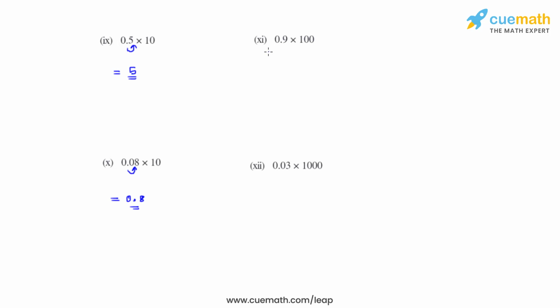In the 11th bit, we have 0.9 multiplied with 100. So the decimal moves two places towards the right. As there is no digit after 9, that can be filled with a 0. So the answer that we get is 90. Similarly, solving the 12th bit, which is the last bit of this question, we have 0.03 multiplied with 1000. As there are three zeros, we'll be moving the decimal three places towards the right, that is 1, 2, and 3. Now, as there is no digit after 3, that can be filled with a 0, and the product that we get is 30. And this is how we solve this problem.